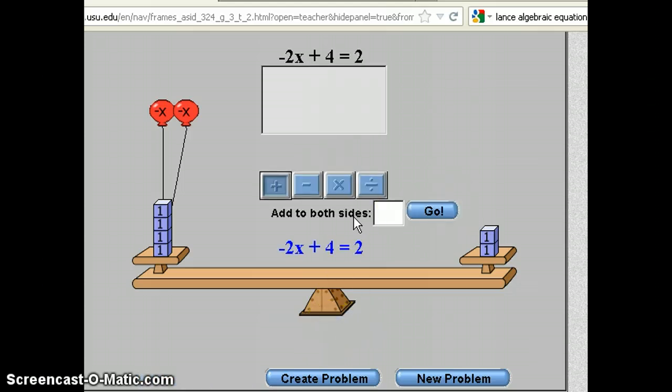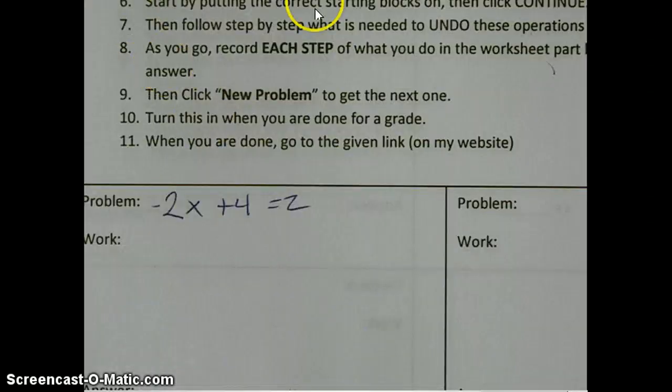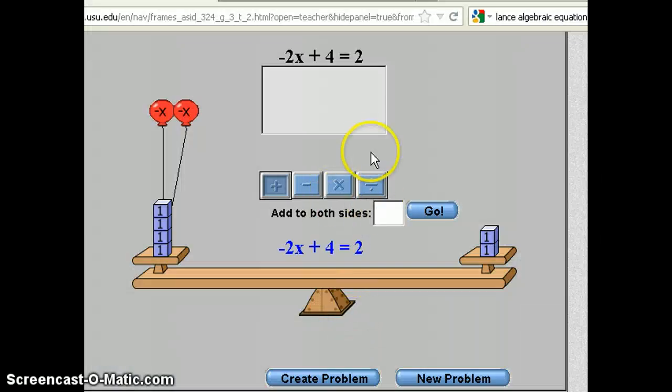Okay? Now it comes up and it wants some work for us. And we notice that too in our sheet. It says then follow step by step what's needed to undo the operations. And we want to record each step in the answer. So whatever we do in the box over here is what we want to do on the page. Okay, we want to record everything.